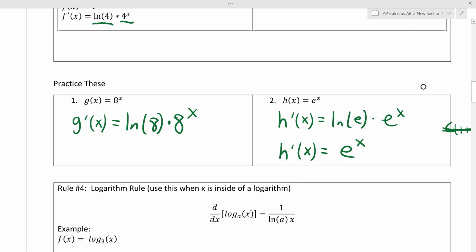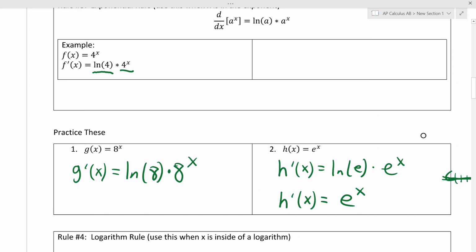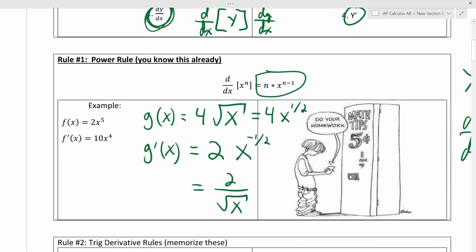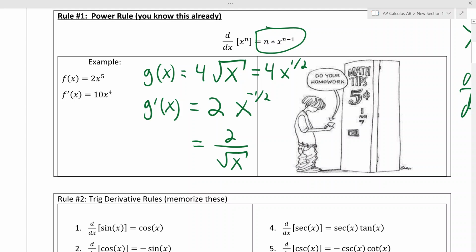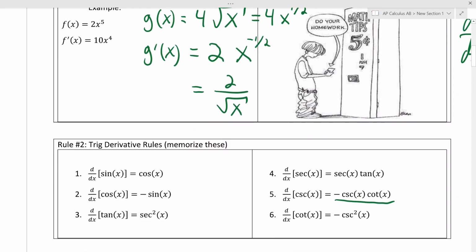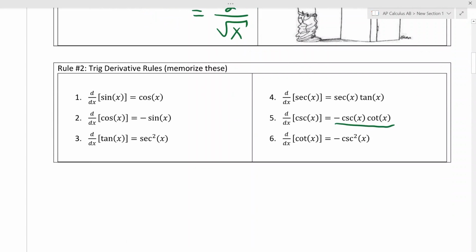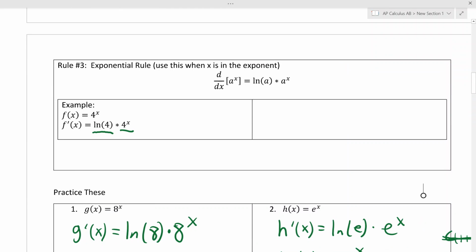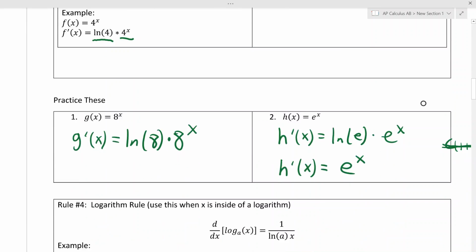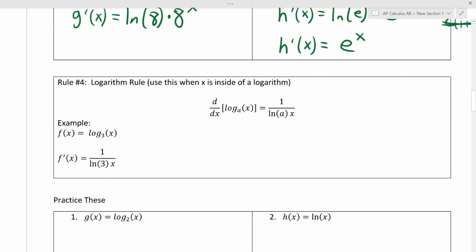Okay, so but let's just review what we've gone through so far. We can derive a number times x to a power, even if it's in a root, even if it's in the denominator. We know the derivatives of the trig functions, which you're going to memorize. We can derive exponential functions. Okay, other kinds of functions you've seen are logarithms. You've seen logs before.